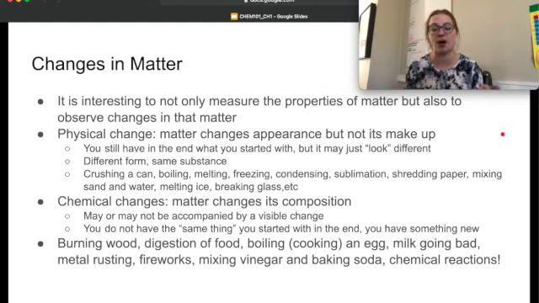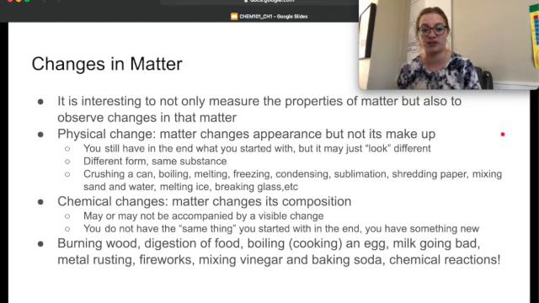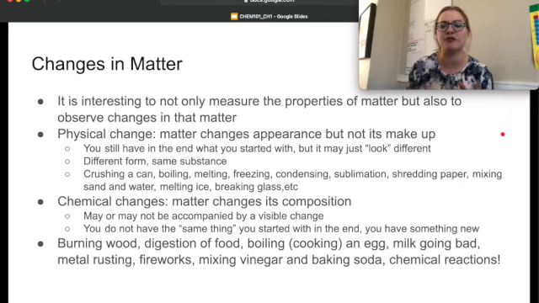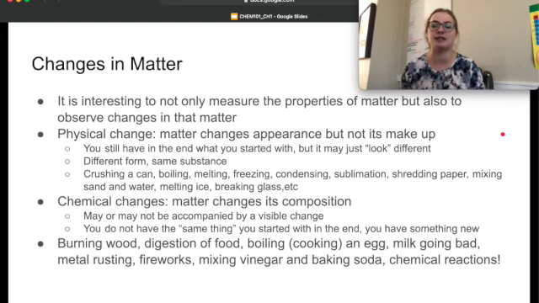So if I took a pop can and I crushed it, that's going to be a physical change. If I boil some water, physical change. I melt some ice, physical change. All of those different phase changes are going to be physical changes. If I shred some paper, that's going to also be something like that. So again, it's just for some reason it looks a little bit different, but in the end, it is the same actual chemical makeup of the substance.